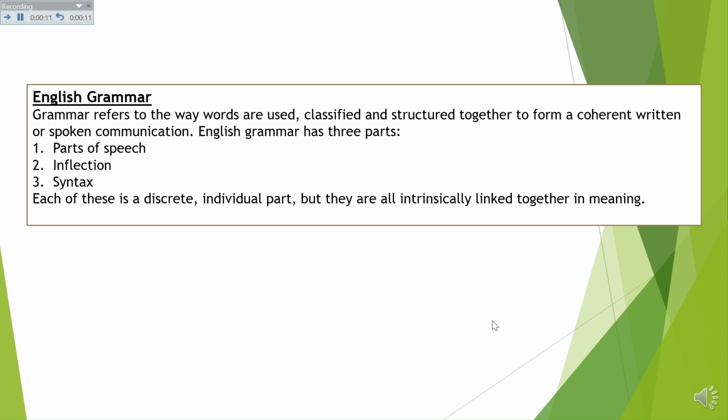Guys, today I'm going to give you a brief introduction of what English grammar is and how many parts it has. Then I will talk about each individual part in detail in my next video.